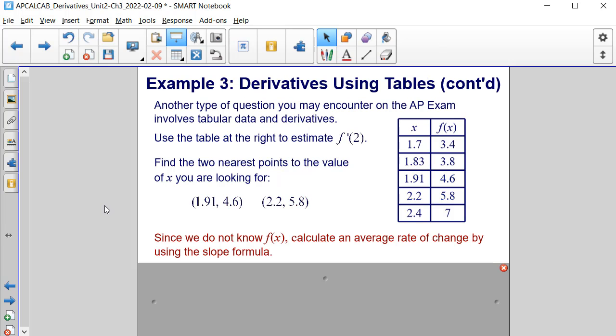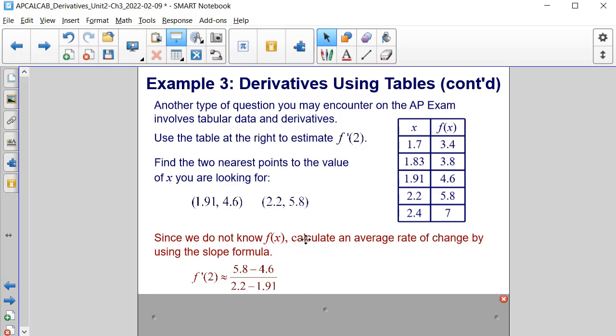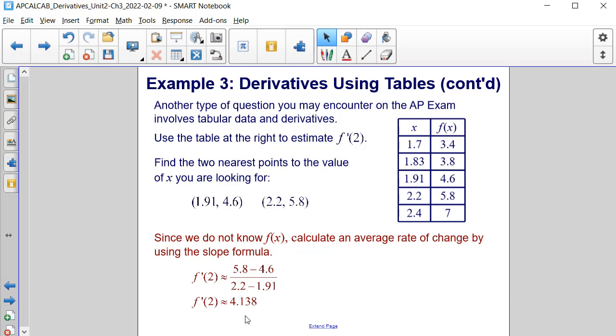Since we do not know what f of x is, we can't write a function for f prime of x and substitute 2 into it. Instead, we can approximate f prime of 2 by calculating an average rate of change using the slope formula and these 2 points that are around 2. So f prime of 2 is approximately equal to 5 and 8/10ths minus 4 and 6/10ths, all divided by 2 and 2/10ths minus 1 and 91/100ths. And when we evaluate it, we will get that f prime of 2 is approximately equal to 4 and 138 thousandths.